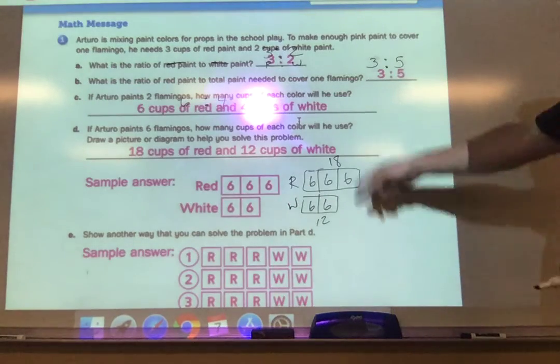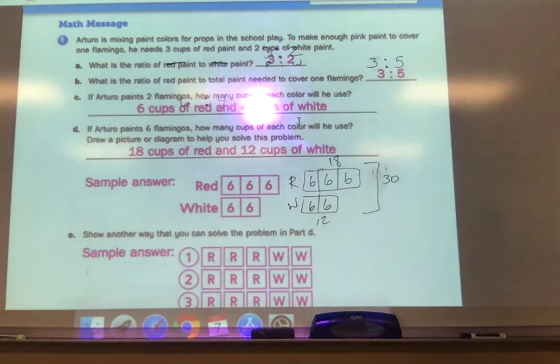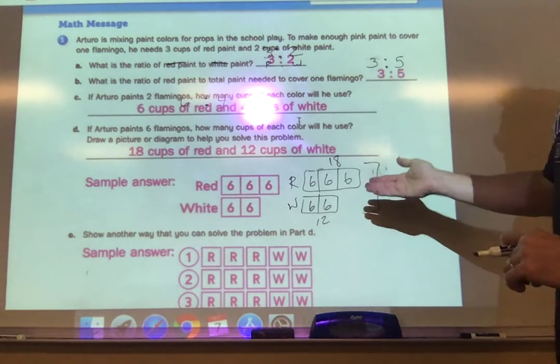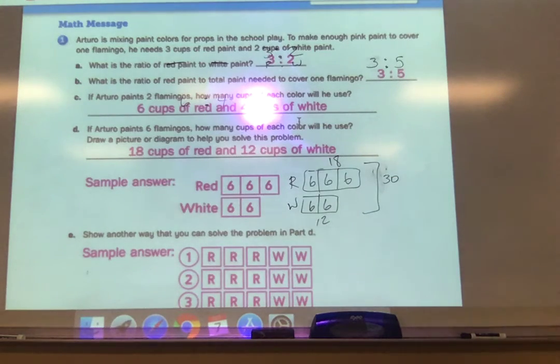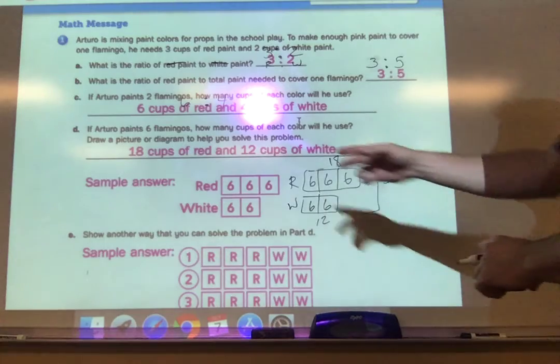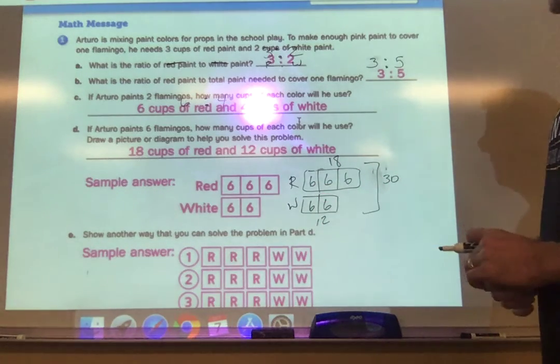And with 18 to 12, I would know that I would need 30 cups of paint total, if I needed that information. 18 reds, 12 whites in this case. So now I know how much paint I would need to go out and buy in order to get this done and get these all painted. So the tape diagram here is probably easier than a big picture.